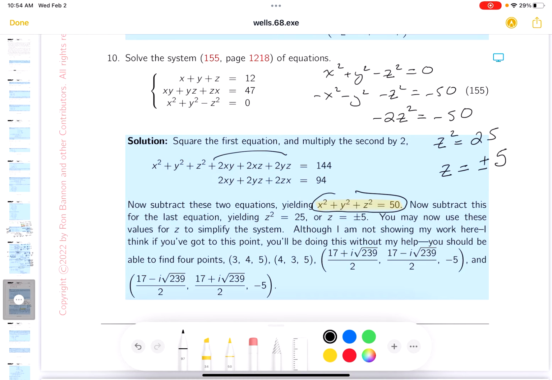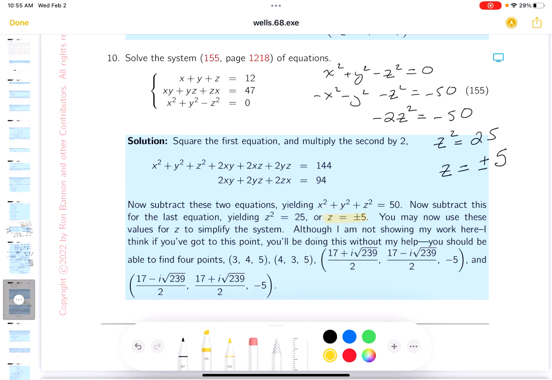All right, we did that. I want to point out, I'm going to get my eraser out again. Erase this. I got this. And I want to highlight that they said that. We got this right over here. That z is plus or minus 5. We're just following their instructions about it. We're trying to learn by seeing what somebody else did to do the problem. You may now use these values for z to simplify the system. All right, let's see if we can do that.